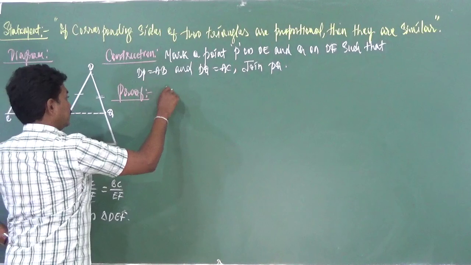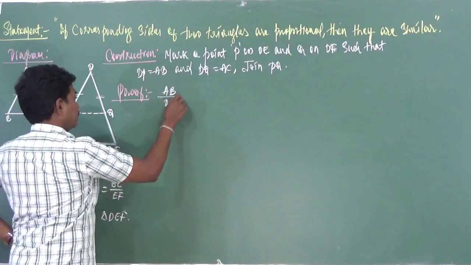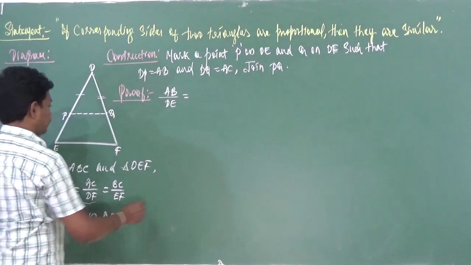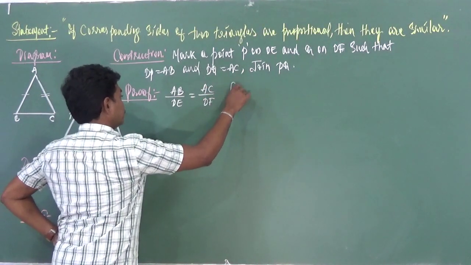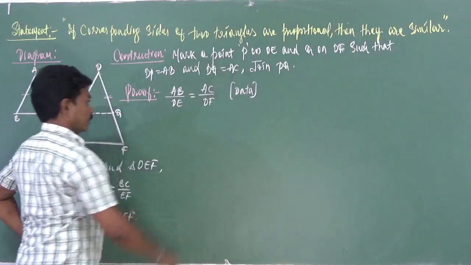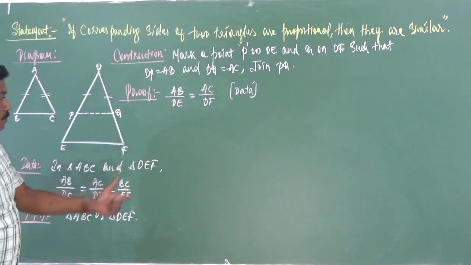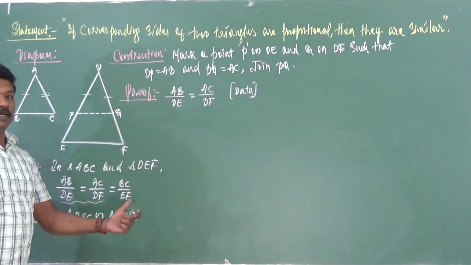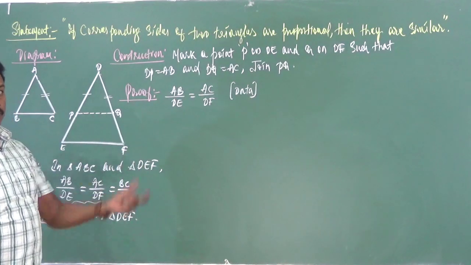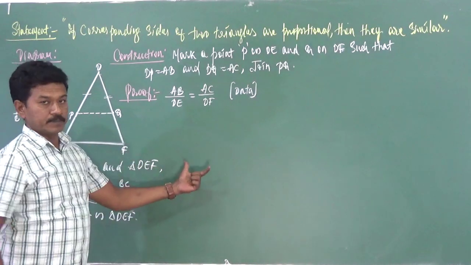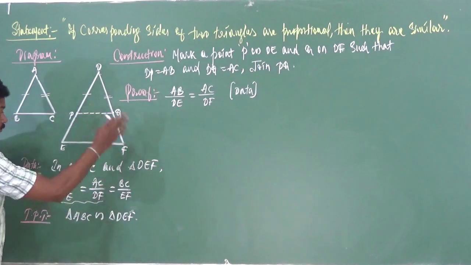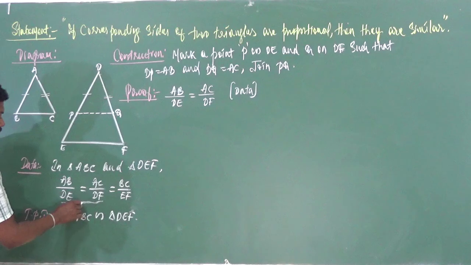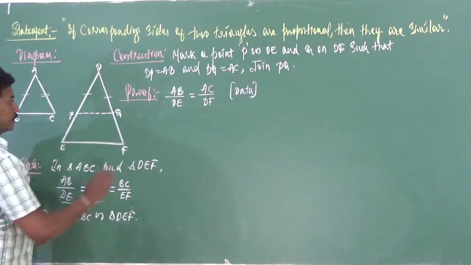So AB by DE is equal to AC by DF. It's according to the data. Follow the steps, they are very important. At a certain point you may feel confused, so to avoid that confusion, follow the steps very well. I have started the proof taking the data: AB by DE is equal to AC by DF.